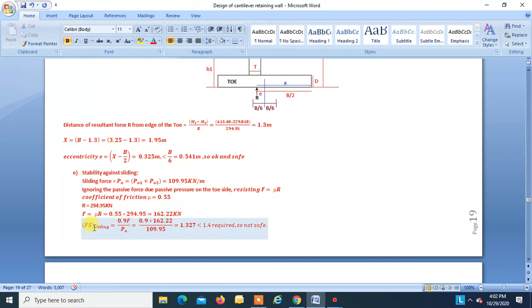The factor of safety in sliding should be greater than or equal to 1.4, but this is found to be 1.327, which is less than 1.4, so it is not safe. So we will have to provide a shear key, right?